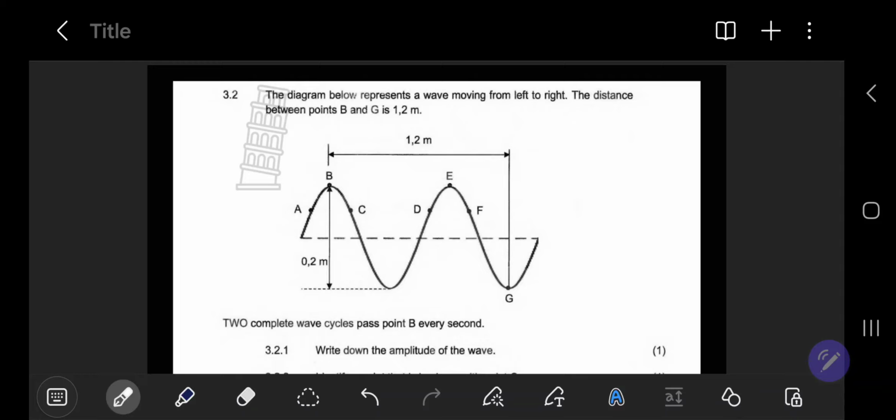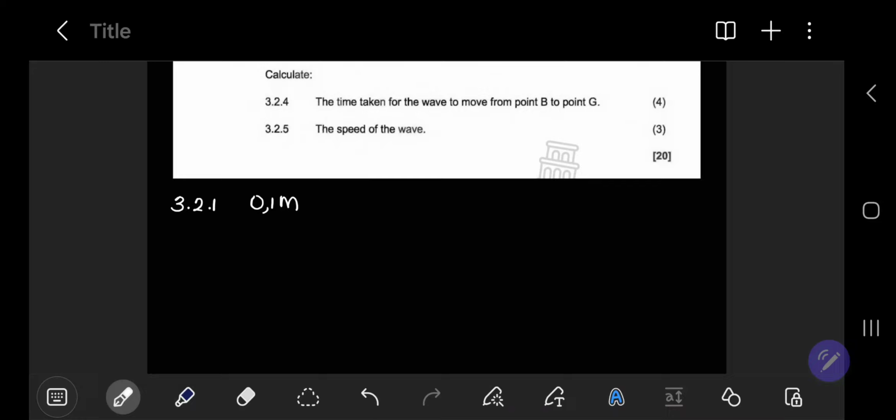Now the first thing they want you to do is write down the amplitude of the wave. So amplitude always goes from your equilibrium position, that's your point of rest, to the highest point. Now, since we know the distance between the crest and the trough, which is 0.2, amplitude is going to be half of that. So 3.2.1, amplitude is 0.1 meters.